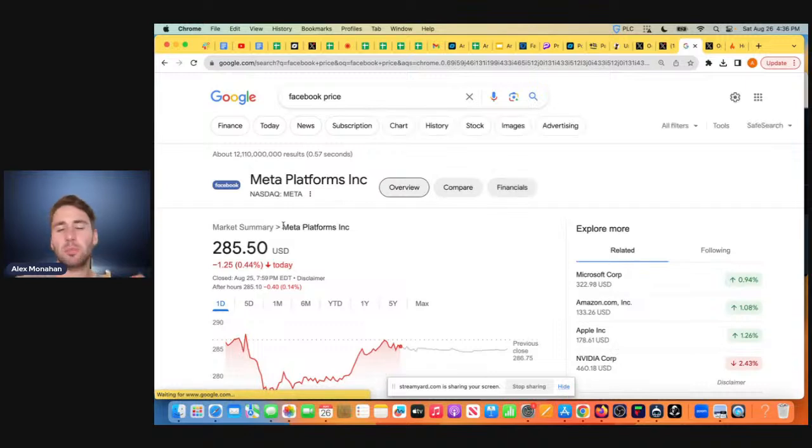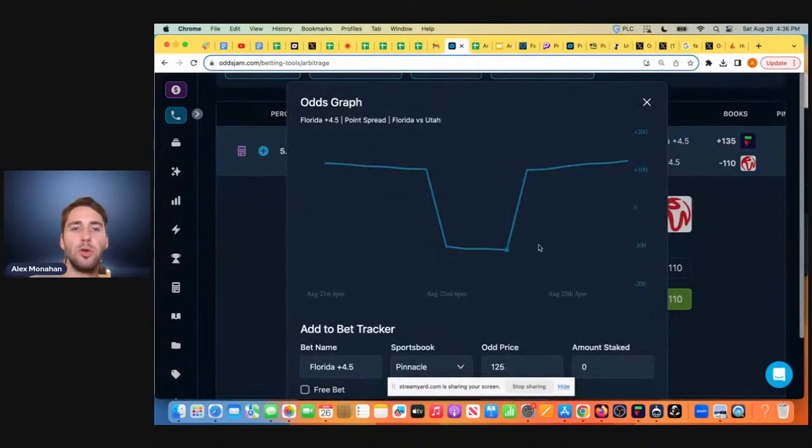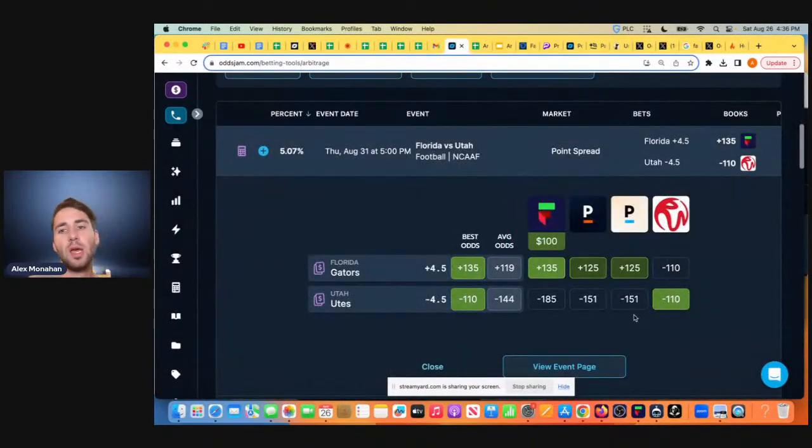If you think about the stock market, it's not like you go to E-Trade or Fidelity and the price of Facebook is $200 on one and $300 on the other. If that were possible, it would be really easy to be a day trader. But in sports betting, that is the case. All these books set lines independently. They move around lines independently.